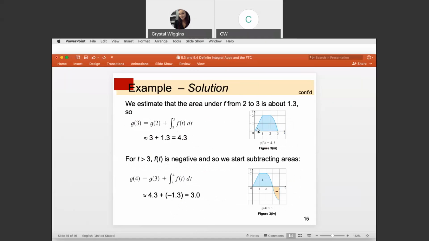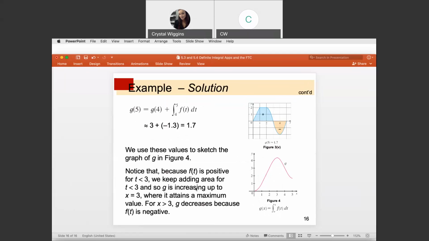We found 0 to 1, we added it to 1 to 2, and now we're adding it to 2 to 3. From 3 to 4, that's negative area, so it depends on whether we want total distance or displacement and whether we'd use absolute values around it. And from 4 to 5, same concept. Okay, and this is our lesson on definite and indefinite integrals.